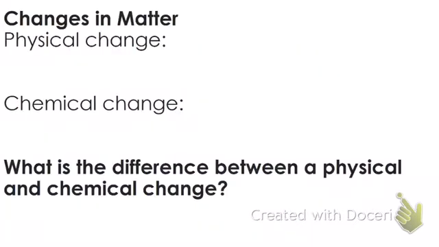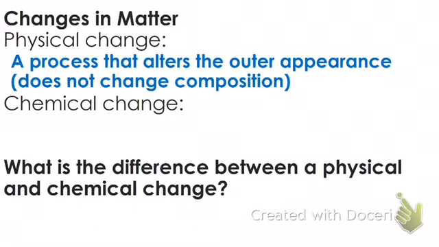So, we're going to keep talking about this physical and chemical stuff and talk more about the changes, because properties describe what could happen, changes are talking about what is happening and changing. So, physical changes are processes that alter the outer appearance. Note that it does not change what it's made of. It does not change the composition.